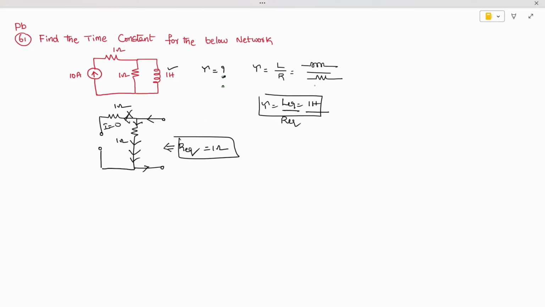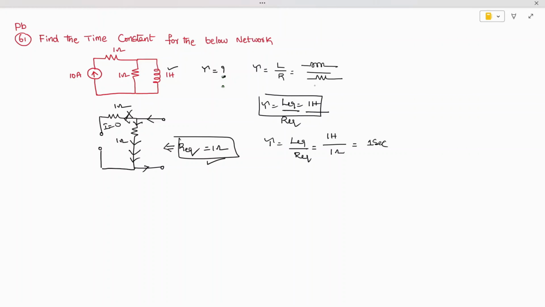So the time constant is equal to L equivalent by R equivalent. L equivalent as per the given problem is 1 Henry, divided by R equivalent. Already we calculated it by open circuiting the current source and by open circuiting the inductor or capacitor, whatever it may be in the problem. So divided by 1 ohm, this is equal to 1 by 1, which is equal to 1 second.